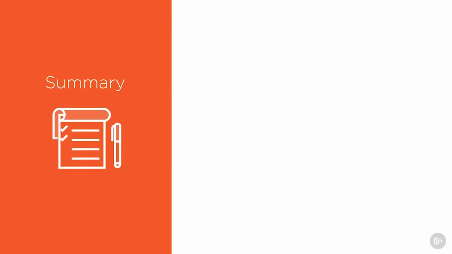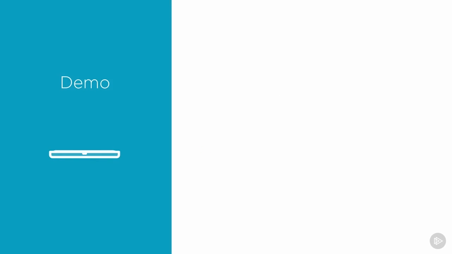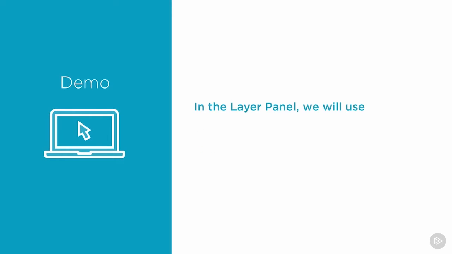In this module, we'll be learning some basic motion graphics techniques using layer styles, masks, and text. In this clip, we'll be using the layer panel to add layer masks in two different ways, as well as learn about alpha channels. Okay, let's get started.